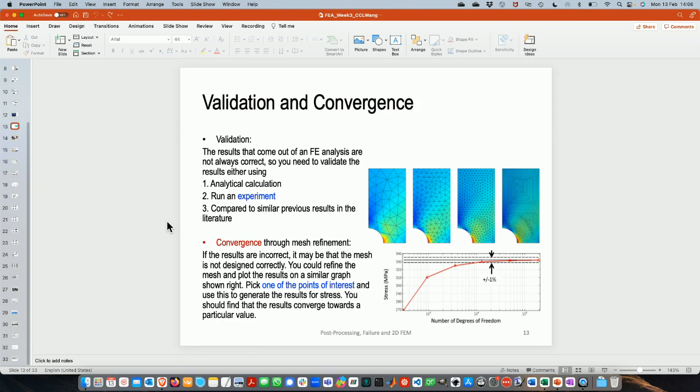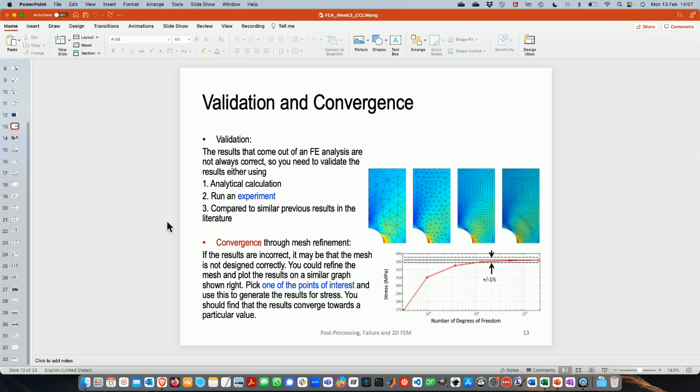That's an important word, mesh density. How dense is the mesh? We can see that our mesh has gone denser and denser. As you see, the stress is converging to a particular value. There's a straight black line that one would say is a real value. There's no real value in there.